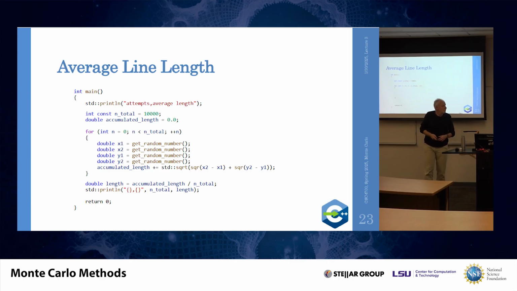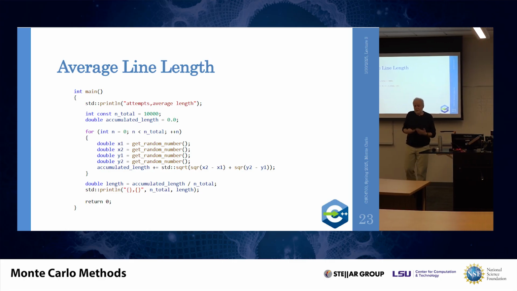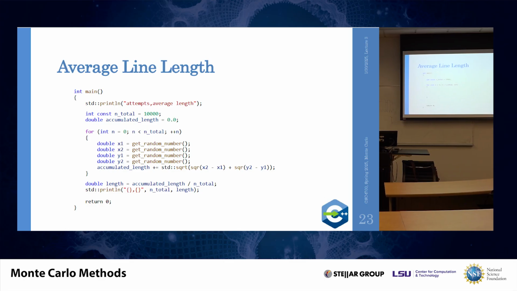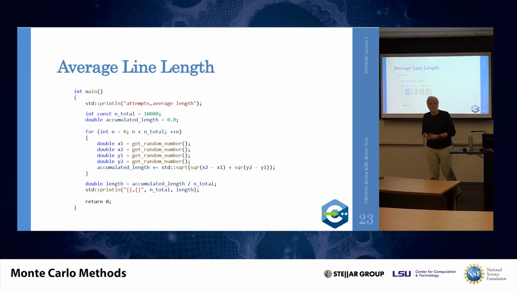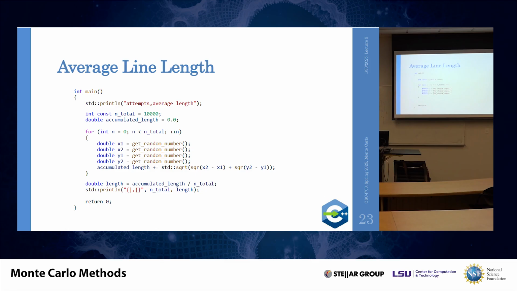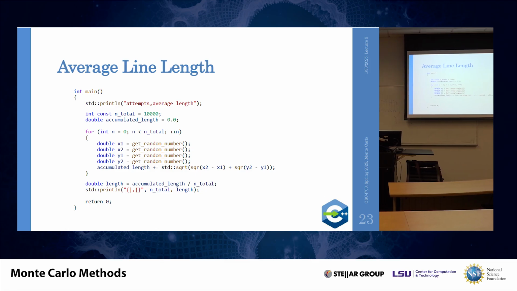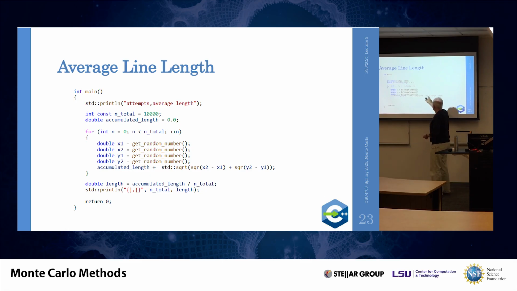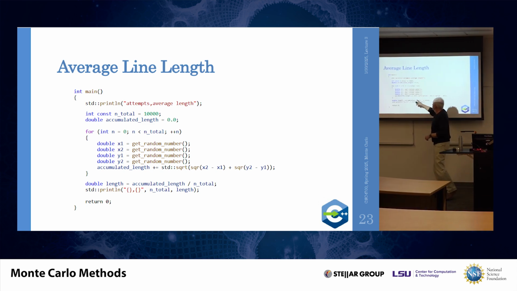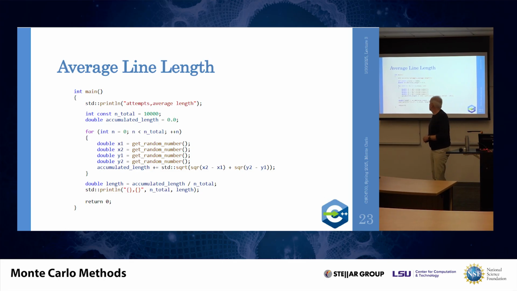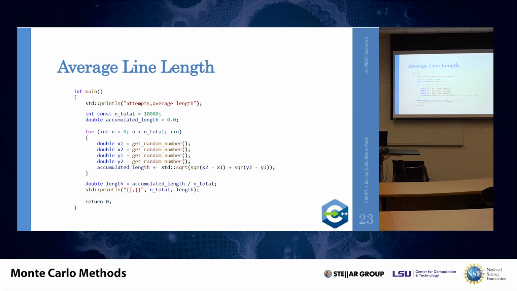And here is the code. So we have a loop. We want to try it a large number of times, in this case 10,000 times. We get 4 random numbers by calling our function, x, y, and so on. Then we calculate the length of the line between those just by squaring the difference and taking the square root. Nothing special. Accumulate the length and print the result by dividing the accumulated length by the number of attempts, and that gives us the average length. Our first Monte Carlo method. We simulate the length of the line inside a unit square.